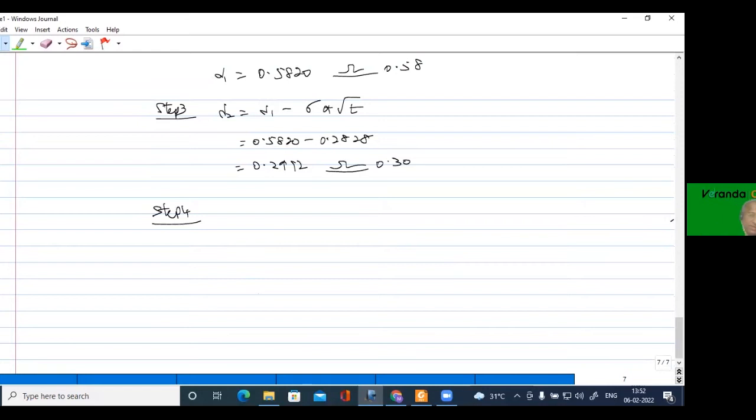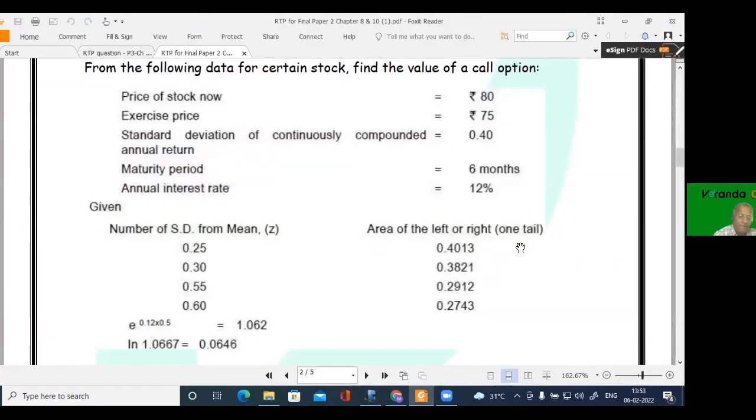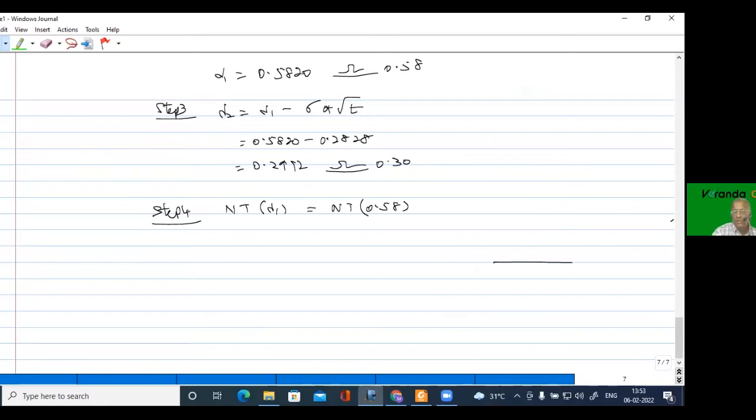Step number 4. What do we do in the case of step number 4? We will arrive at the normal table value of d1. So normal table value of N(0.58). But unfortunately, we were not provided with the normal table value, but we were provided with the area of left or right tail. We all know, in the case of normal distribution, it will be a bell shaped one, and the middle one is the mean, median, and mode, so it is unimodal. So the probability of any number greater than the mean will always be on the right hand side. So if you shade the area, it is going to be 0.5 plus.